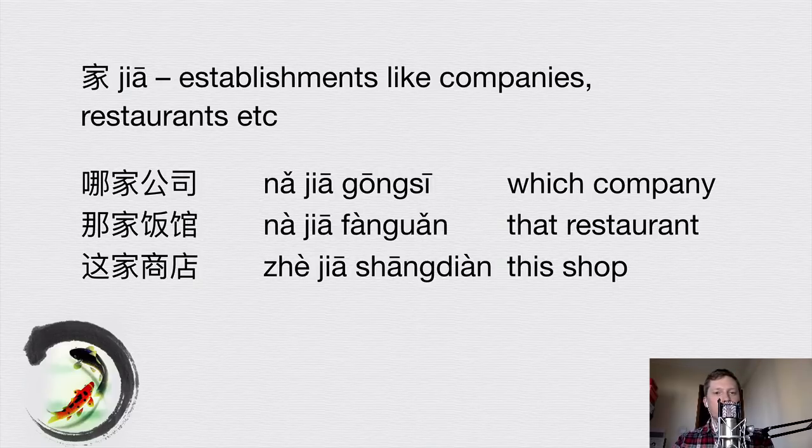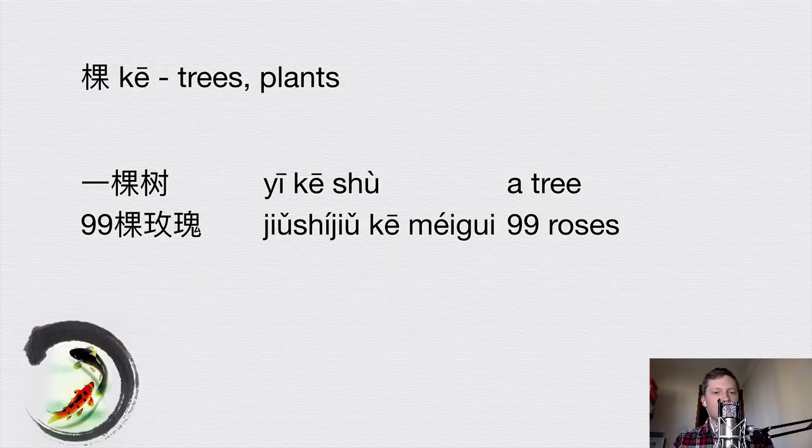家 is often used for establishments like companies, restaurants, or different shops, for example. So here's some examples of how this works. 哪家公司 means which company. You could also say 哪家公司. 那家饭馆 would be that restaurant. And 这家商店 this shop. So as you can see, in these cases, the measure word is being used with which, that, and this.